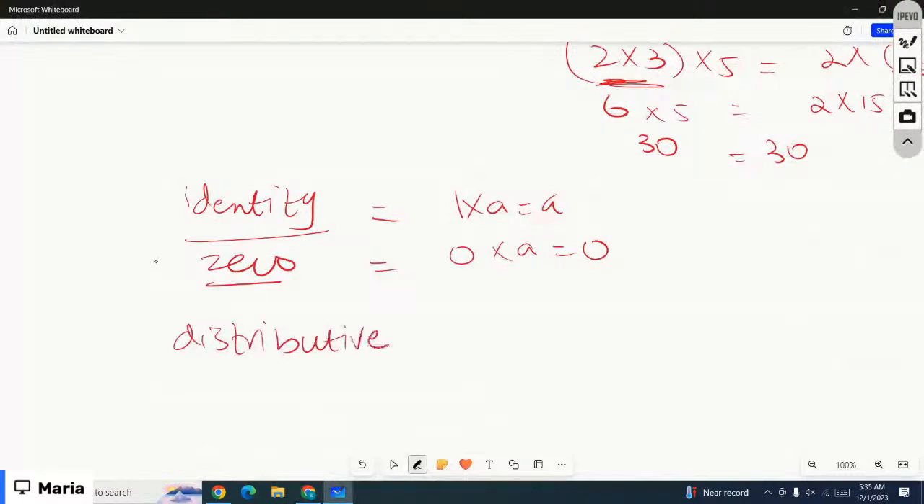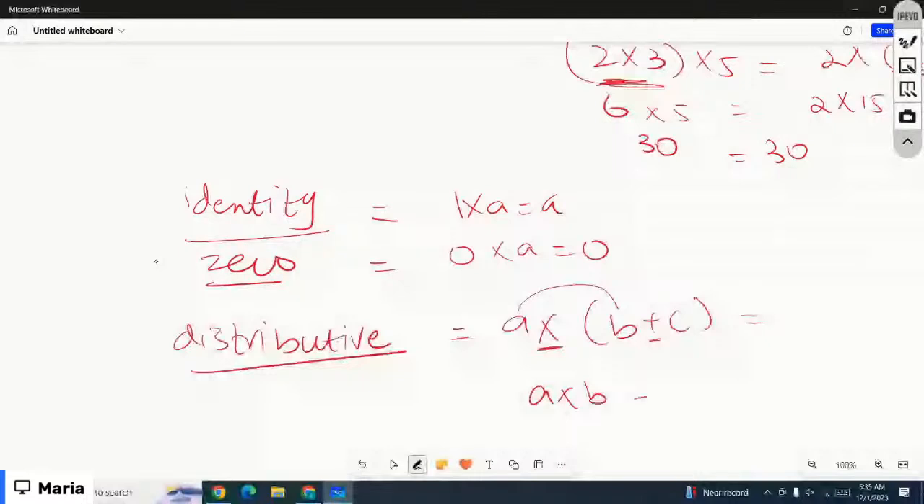Distributive property involves two of the operations, multiplication and addition, right? It is like A times B plus C. But something like this, you need to do A times B and plus A times C. That is the distributive property, right? We have to do A times B plus A times C. That is the distributive property, right?